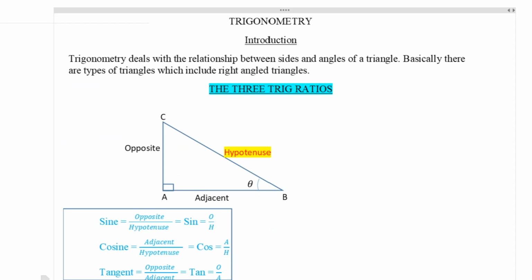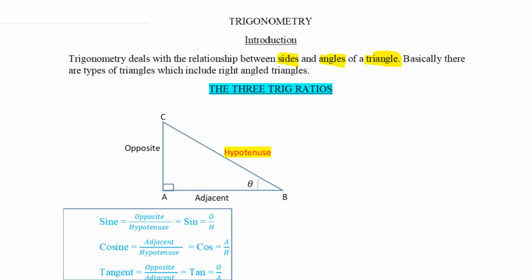In the introduction, trigonometry deals with the relationship that exists between the sides and the angles. The sides and the angles. Now, we're talking about the sides and the angles in a triangle.